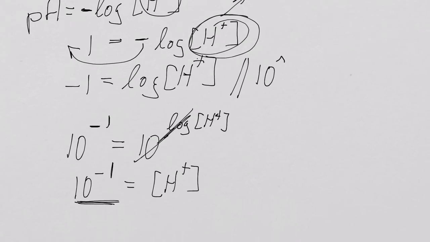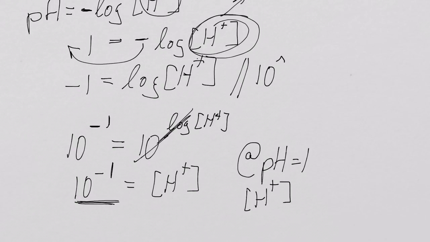So we now know that at pH 1, the proton concentration is actually 10 to the minus 1 mole per liter, or 0.1 mole per liter. That's the same. Does that make sense? And we can do that for any kind of pH.